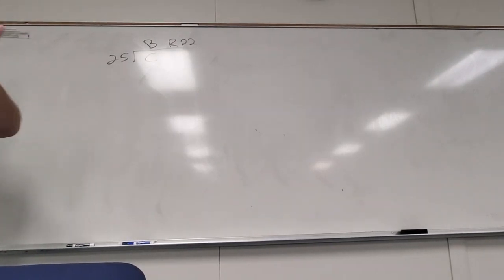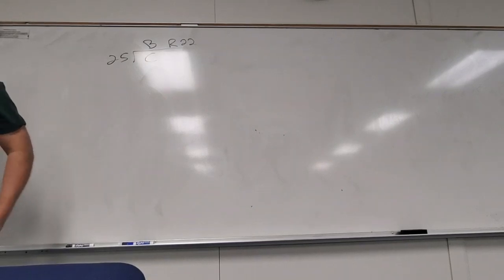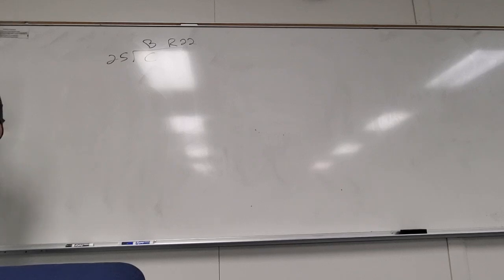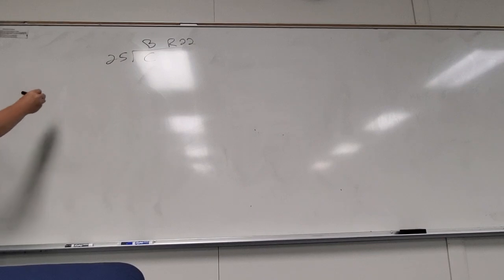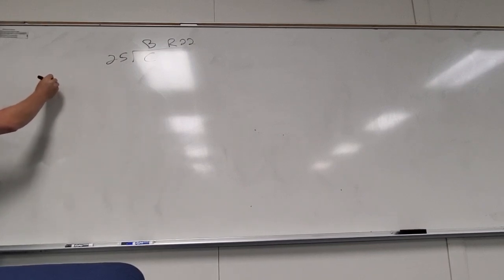Just by itself, can somebody interpret what this means? What was done? What fundamentally was done? What's happening here? Am I multiplying things? What am I doing? Dividing. What am I dividing? What by what? C divided by 25, correct?